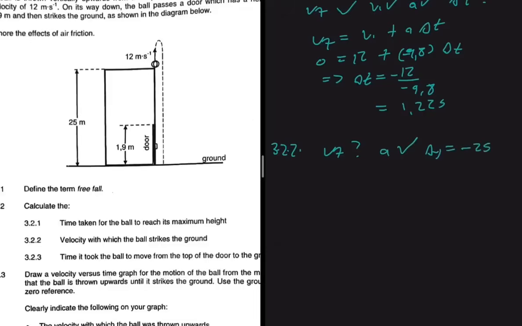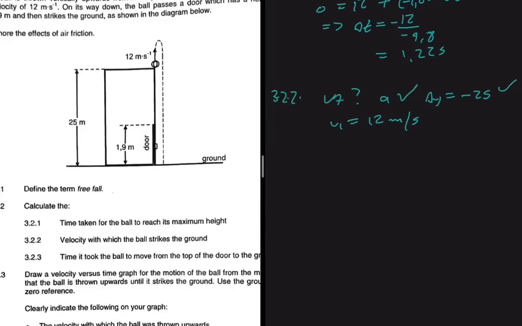minus 25. Why minus? We have taken up as positive. So the direction down, it must be minus, right? So we have that there, and then we also have the VI. Let's not forget, we have VI that is equals to 12 meters per second upwards. So now we have these variables. We have VF, VI, A, and delta Y. Which formula can we use? So we're gonna have VF squared being equals to VI squared plus 2A delta Y. So VF squared is exactly what we're looking for. VI is 12, and then 2 multiplied by A, minus 9.8, delta Y, minus 25, right?